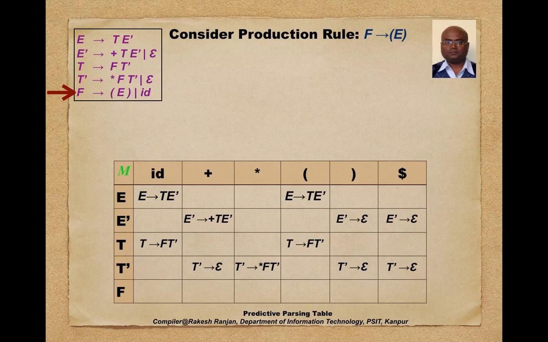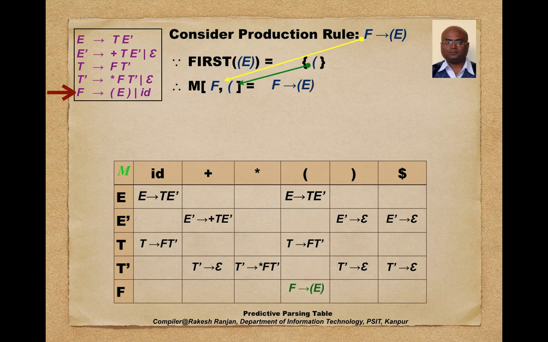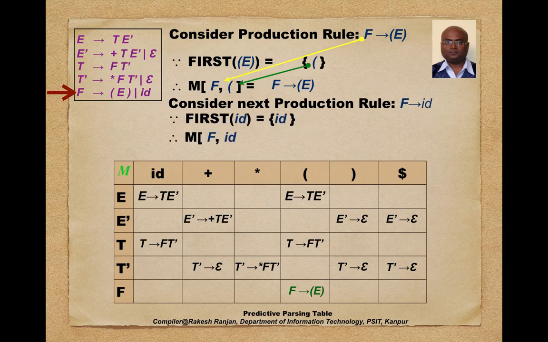The next and final production rule is F arrow parenthesis open E parenthesis close. We have this production rule at the location parenthesis open. Finally, the last production is F arrow id. First of id is id, so at this location the rule F arrow id is placed. In this way we can create a predictive parsing table. It is very simple to create the predictive parsing table which can be used for a predictive parser. Thank you so much.